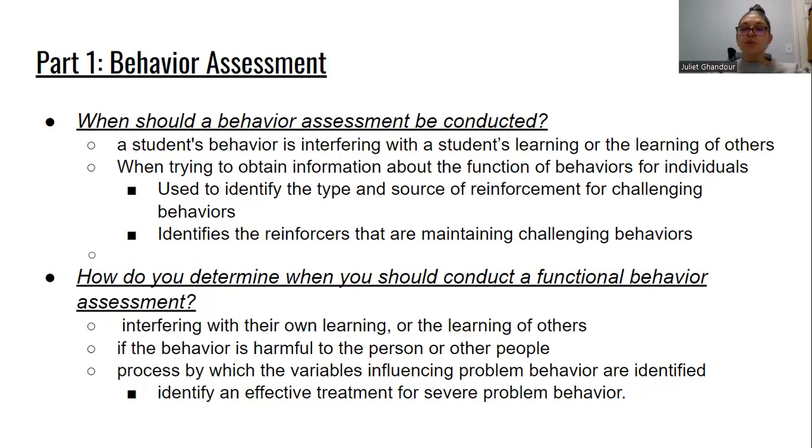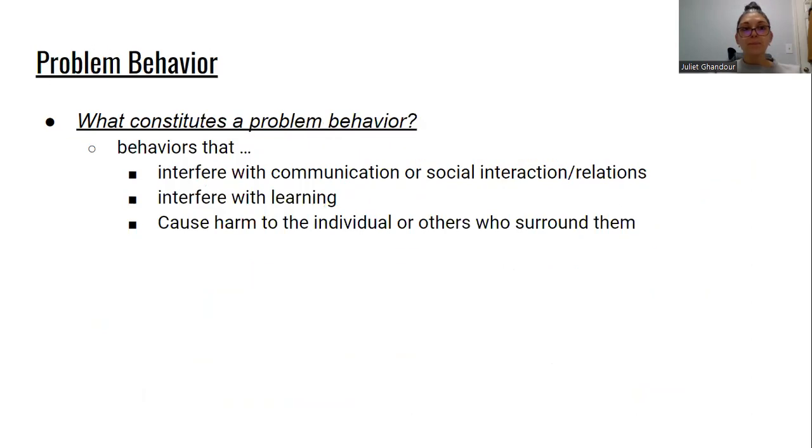So how do you determine when you should conduct a functional behavior assessment? As stated above, when these behaviors are interfering with an individual's learning or the learning of others, or if the behavior is harmful to the person or other people around them. An FBA is a process in which the variables influencing problem behaviors are identified, so that an effective treatment for severe problem behavior can be identified.